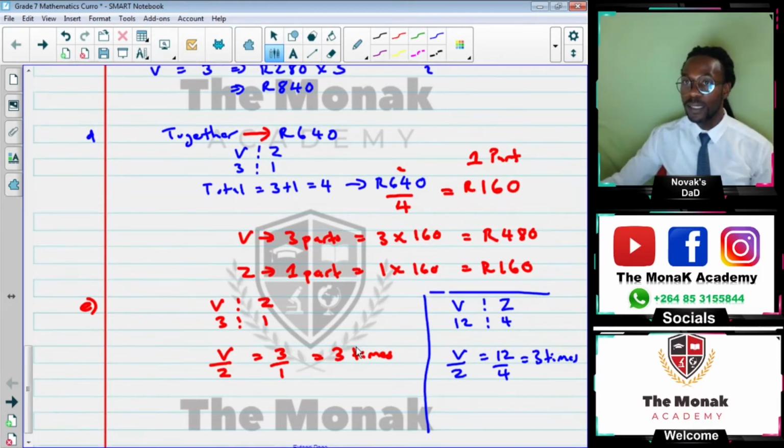So whenever you are asked to find what one gets as much as the other one, deal with the fraction. Always start with the one who is mentioned first as the numerator, and the one who is mentioned second is the denominator.